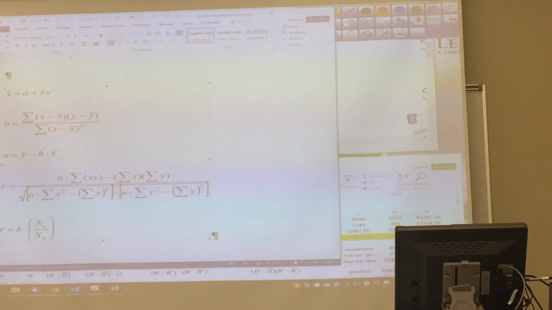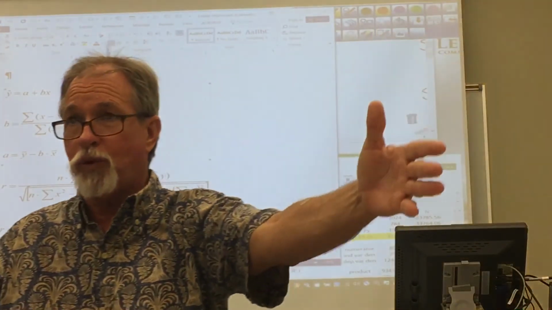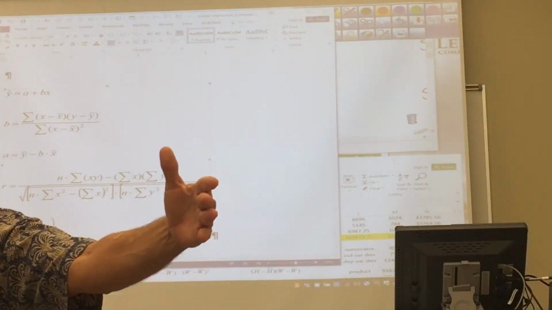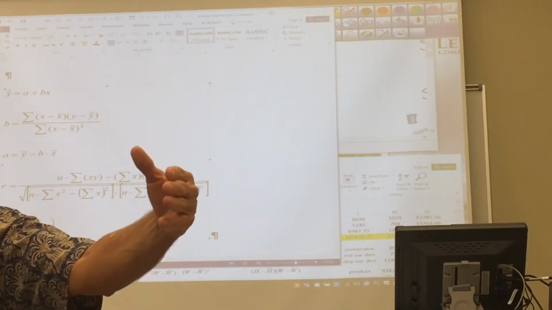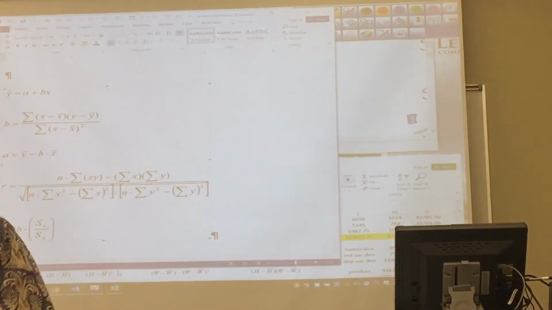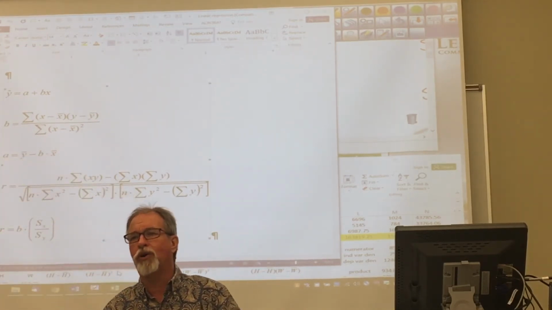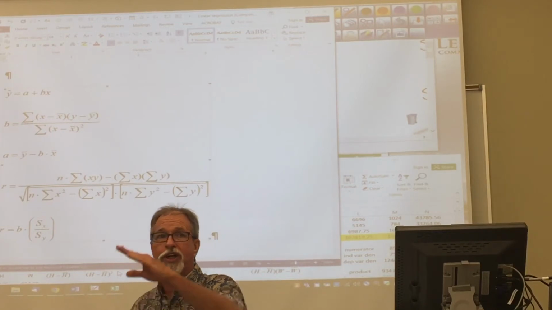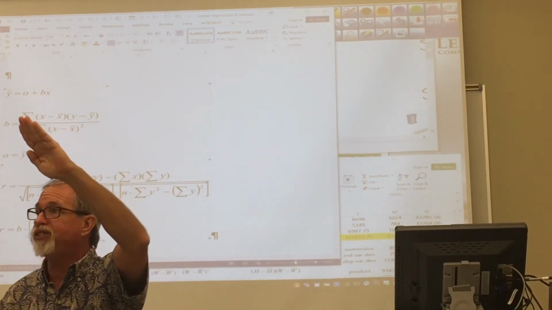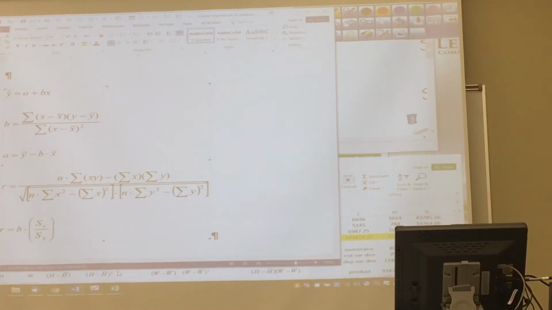Okay, and then what you're going to do is, your R can come out to be positive or negative, but it should always be between -1 and 1. It will always be a decimal. If R is positive, it means that your slope is positive. If your R is negative, it means your slope is negative.